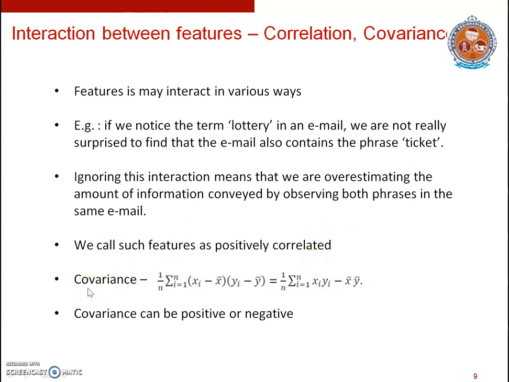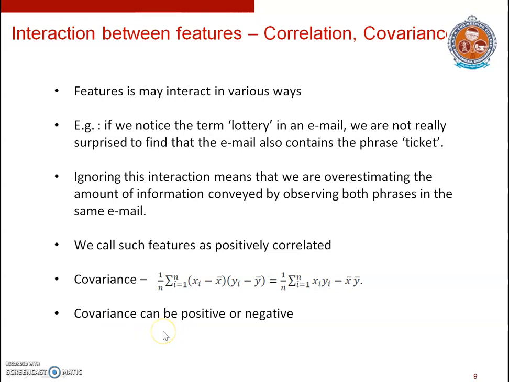How can we identify the correlation between features? Correlation can be identified by using either the Pearson correlation coefficient or covariance values. Covariance is given as 1/n Σ (i=1 to n) (xi - x̄)(yi - ȳ), which is also written as 1/n Σ (i=1 to n) xi yi - x̄ȳ, where x and y are numerical features.